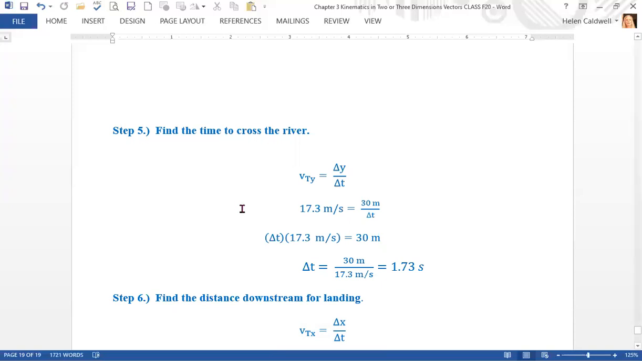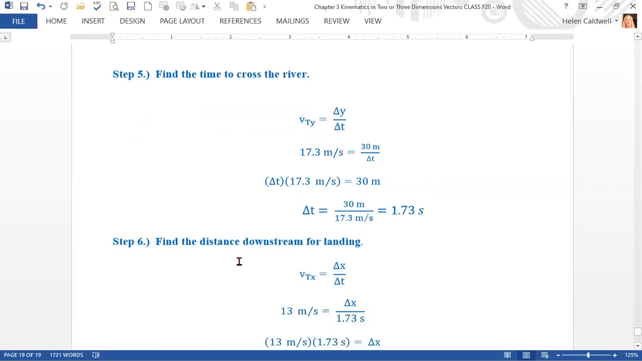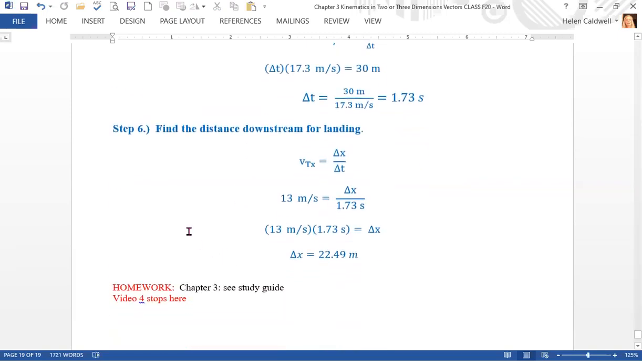Multiply both sides by delta t to clear the denominator. So delta t times 17.3 meters per second equals 30 meters. Divide both sides by 17.3, so delta t is 30 meters divided by 17.3 meters per second. That equals 1.73 seconds. We know the time to get across the river. The time to get across is the total time for the trip, because you're going across and over at the same time, because you're traveling on the diagonal.